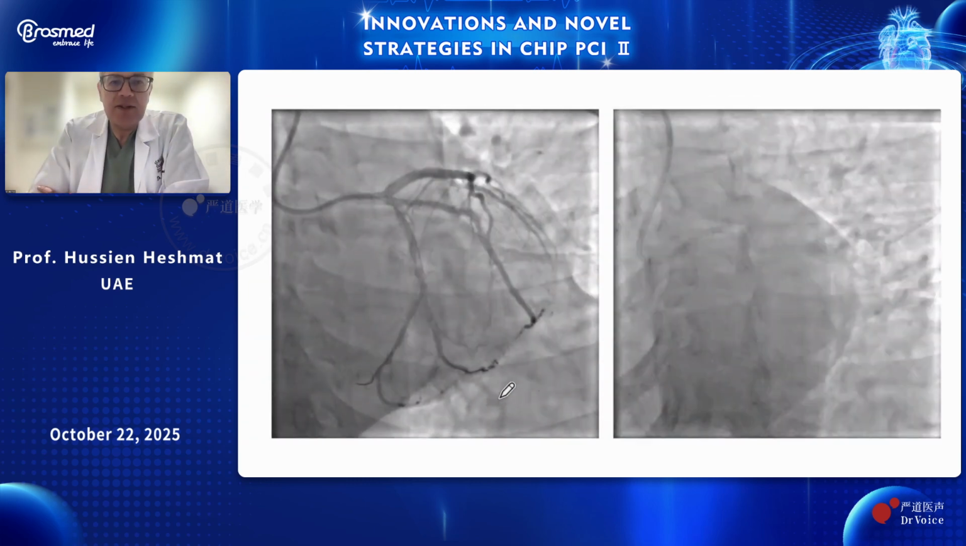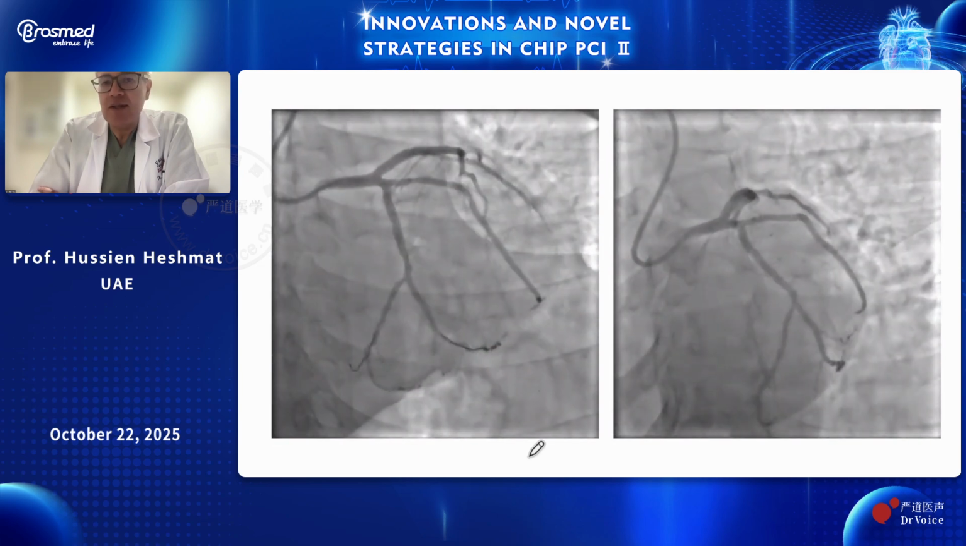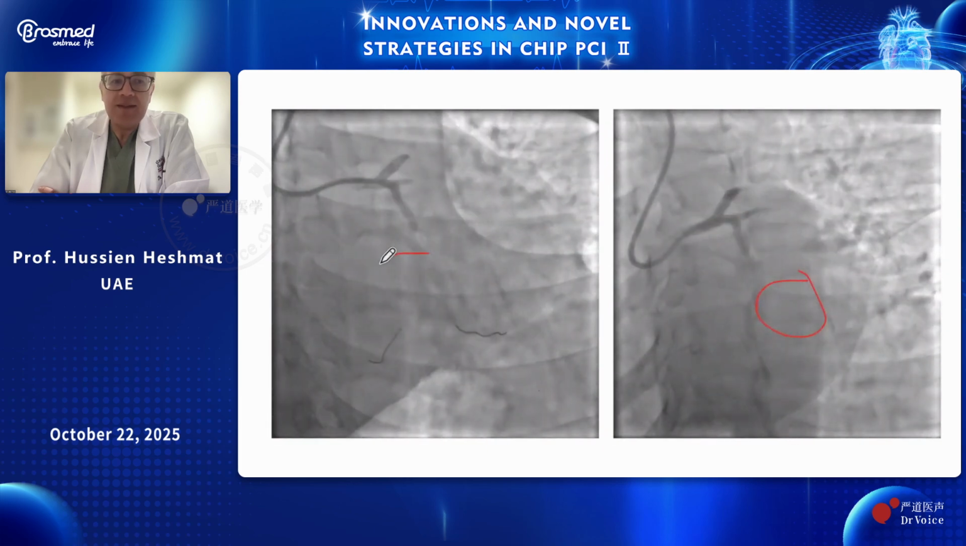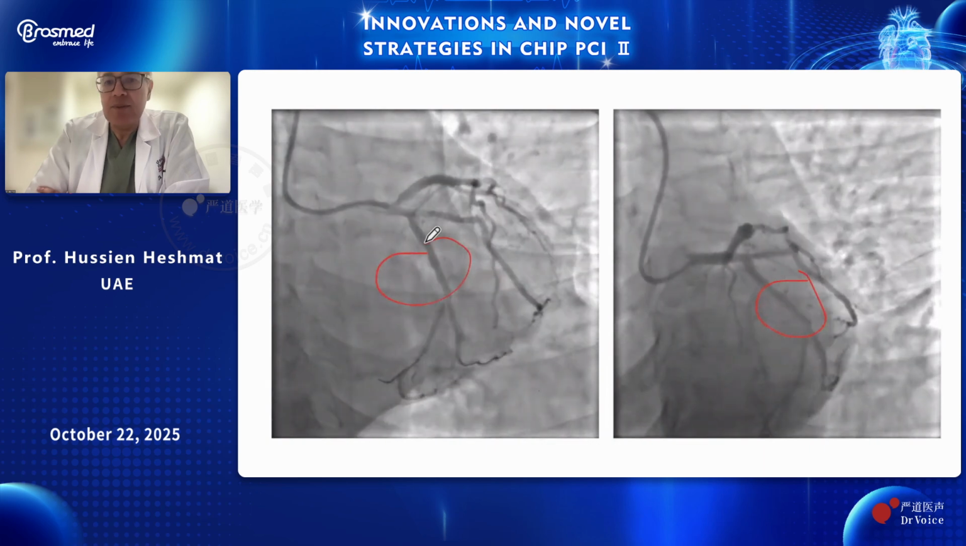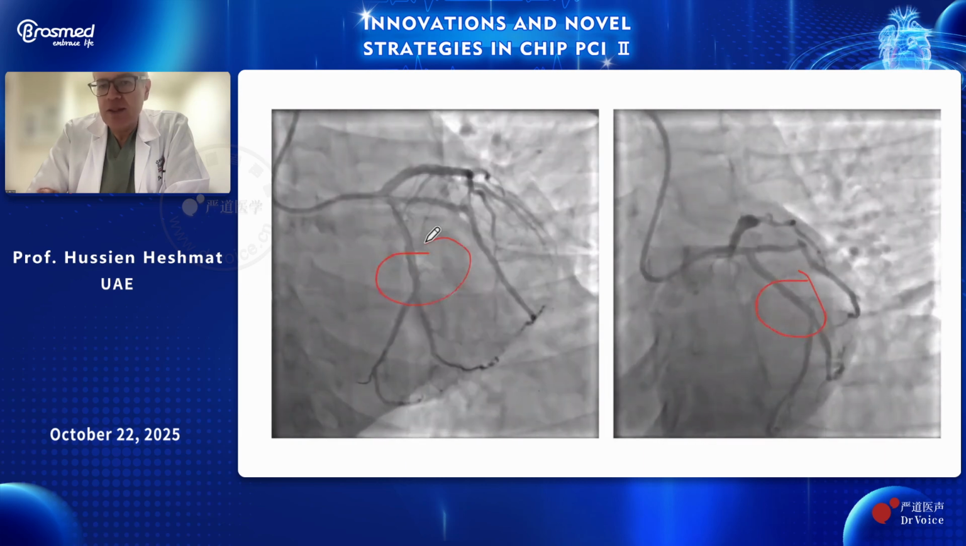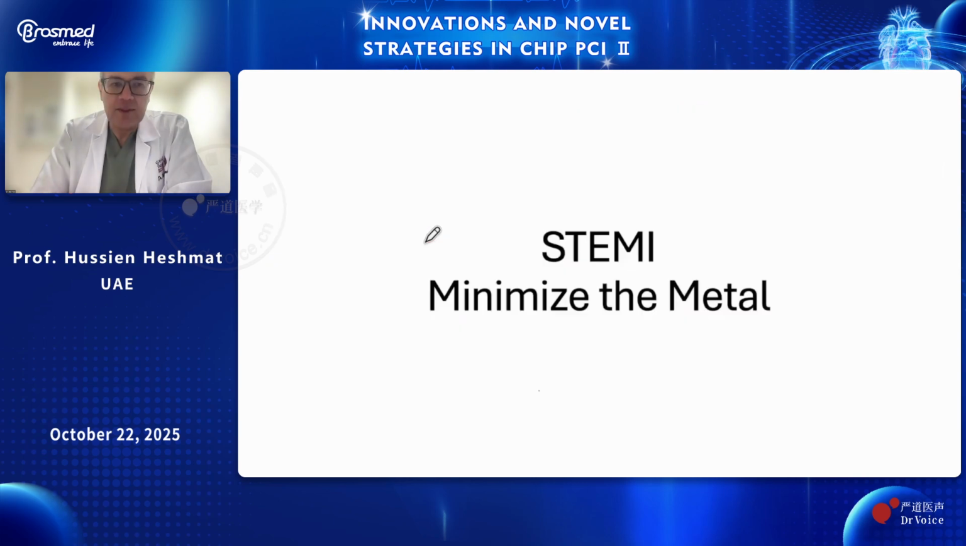And you can see here the final result in the right oblique projection and in the left oblique projection. We ended up without adding extra metal to a place that already had a stent, and we ended up with a good result in a bifurcation, preserving the integrity of the carina and both side branches. So that was the first case.